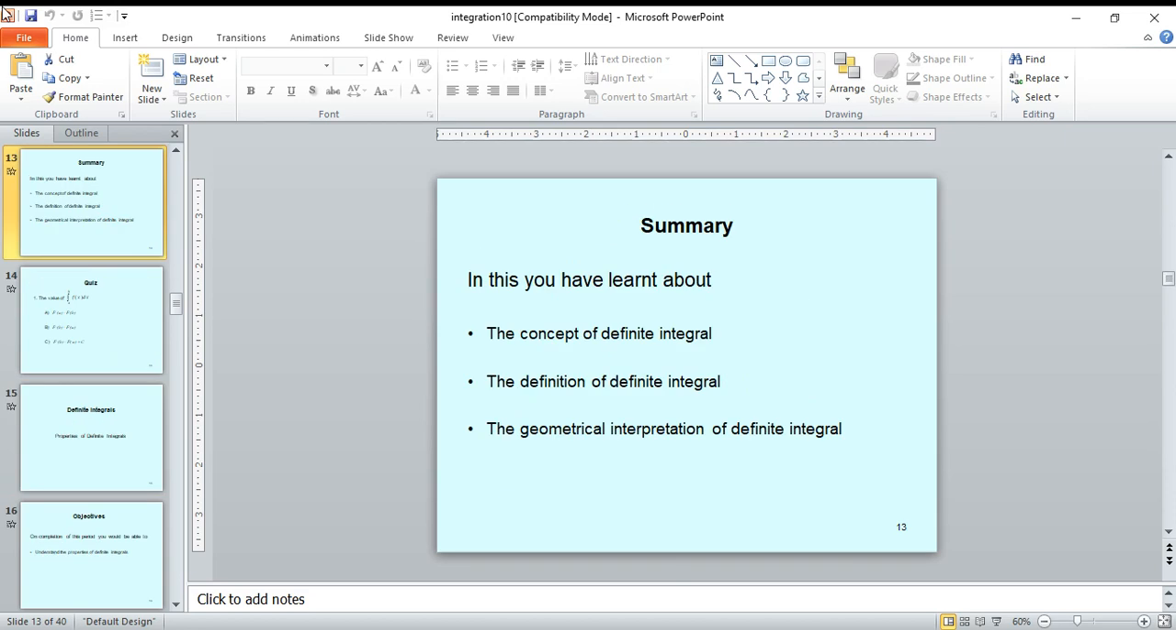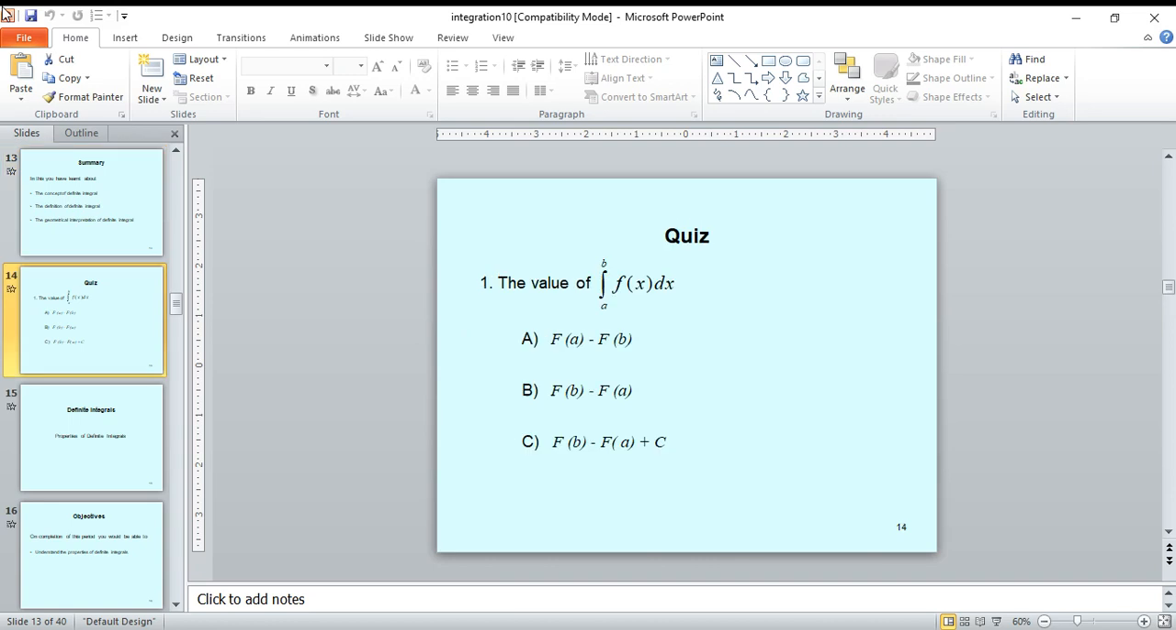Summary. In this, you have learned about the concept of definite integral, the definition of definite integral, and the geometrical interpretation of definite integral.